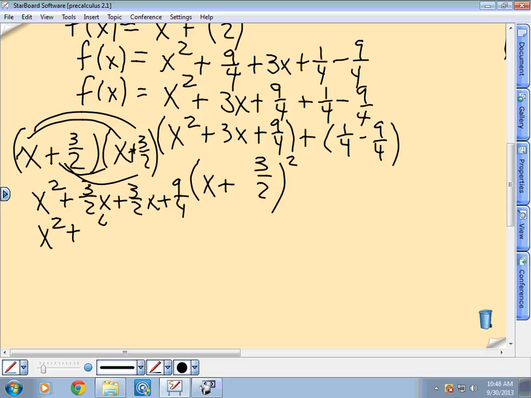3x. 6 halves x plus 9/4. 6 halves is just 3. So you can see that that's the same, so that squares it. Okay. But then I still have these. What am I going to do over there? Minus 2. Just subtract it.